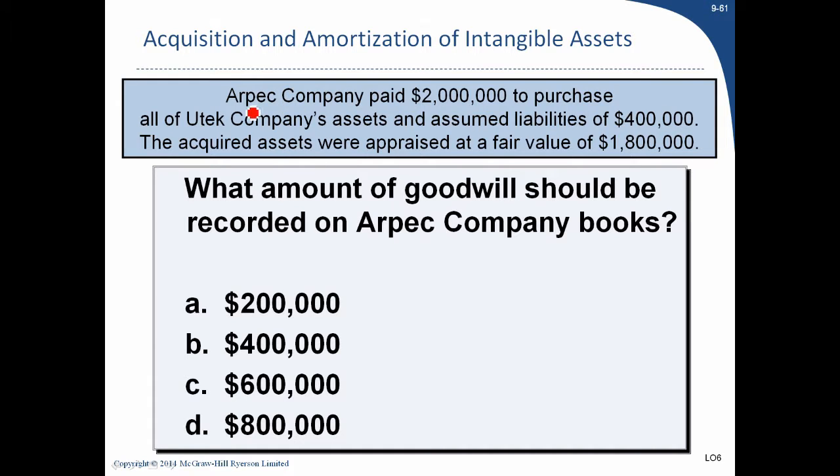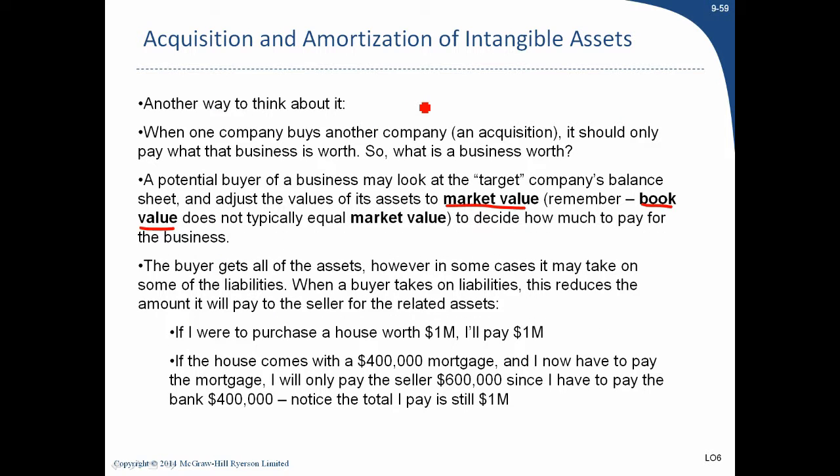So RPEC company paid, actually, let me go back to this one. All right. The buyer gets all of the assets, but in some cases, it takes on some of the liabilities. When a buyer takes on liabilities, it reduces the amount it'll pay to the seller for the related assets. This is just the accounting equation. This is assets equals liabilities plus equity.